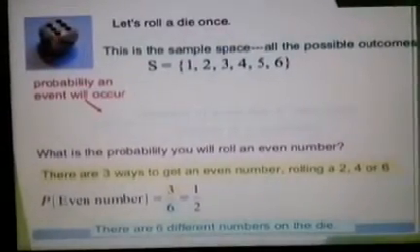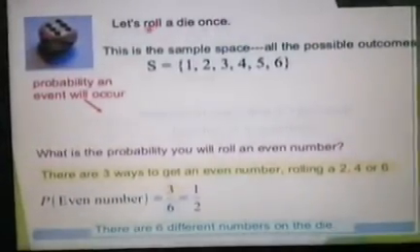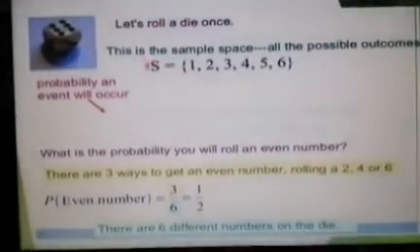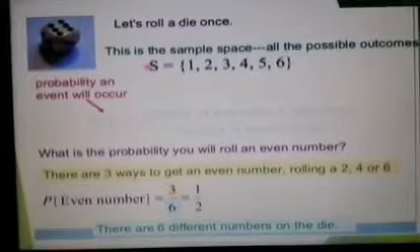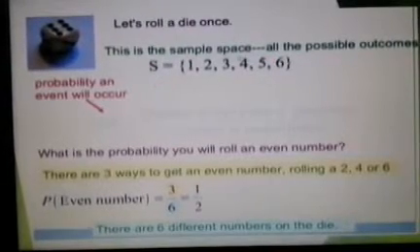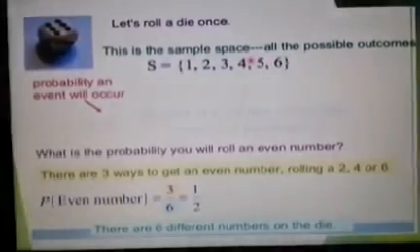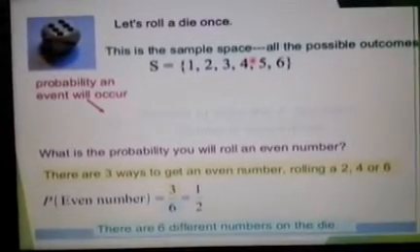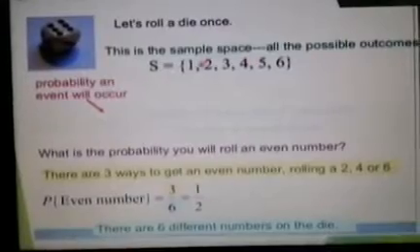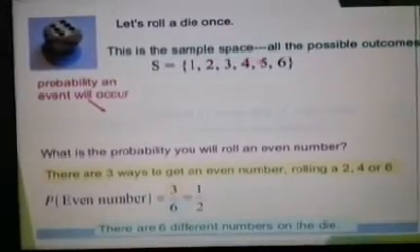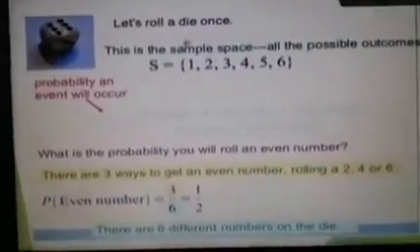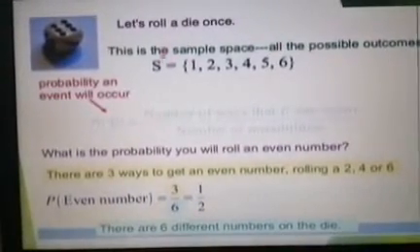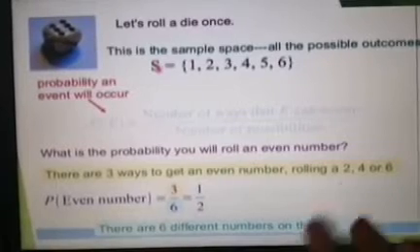So this is a die. This is how it will look. Okay, so let's roll a die once. Here I told you about the sample space. What do you mean by sample space? You list all the possible outcomes in curly brackets as a set. So when you roll it, what are the possible outcomes? It can be 1, 2, 3, 4, 5, 6. You put that in brackets. We call this the total outcomes, the possible outcomes, which is always denoted by S.